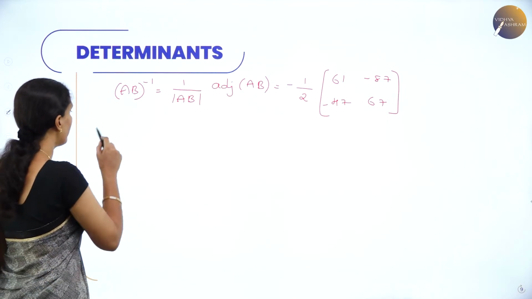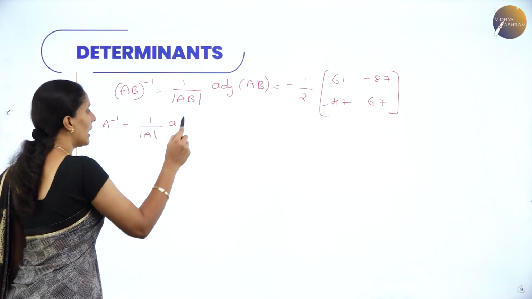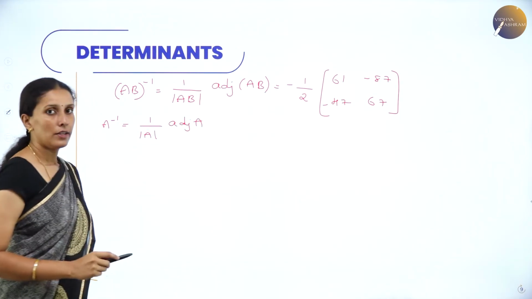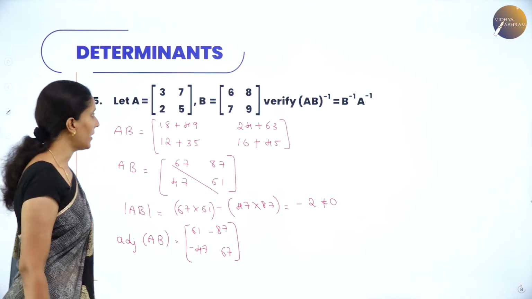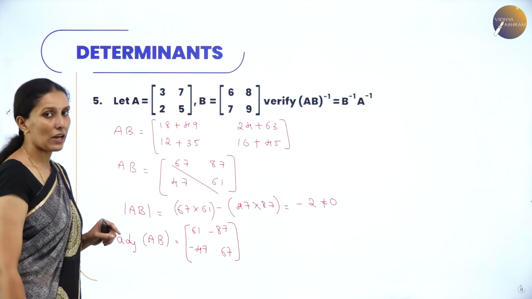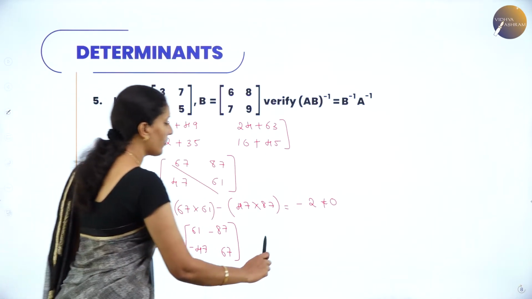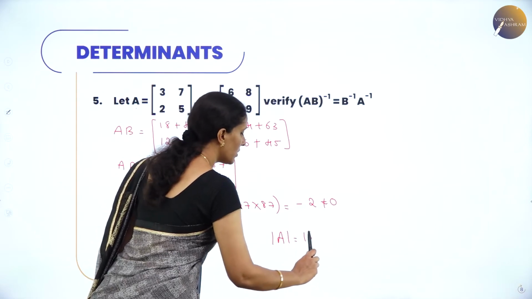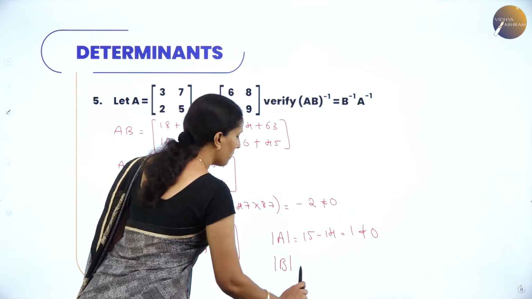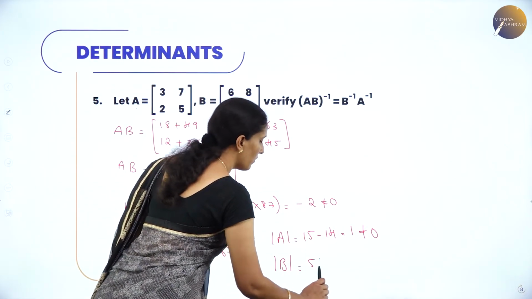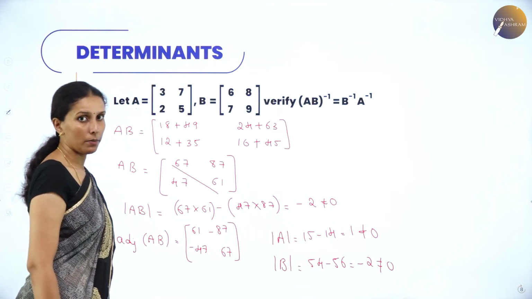Now let's find out A inverse. A inverse is 1 over determinant A adjoint A. So here we have A. So let's find out the value of determinant A. So determinant A is 3 5s are 15, 7 2s are 14. So determinant A is 15 minus 14, which is equal to 1, again not equal to 0. Determinant value of B. So here we get 54 minus 56, which is equal to minus 2, not equal to 0. So this is determinant B.